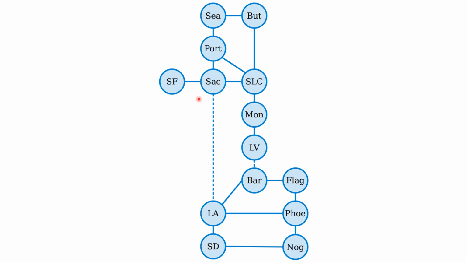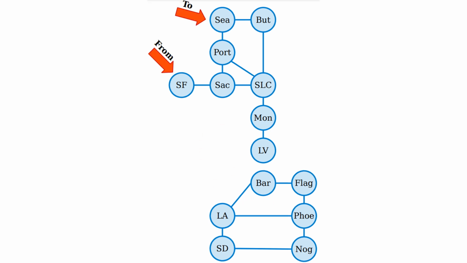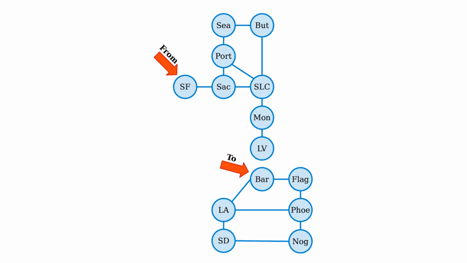Now let's say there is some work going on between Sacramento and LA and Las Vegas and Barstow City, and due to this there is road closure. Now, because of the road closure, effectively, if you want to go from San Francisco to Seattle, you can still go using multiple paths. But if you want to go from San Francisco to Barstow, you see there are no paths available. There is no walk, there is no connection available.